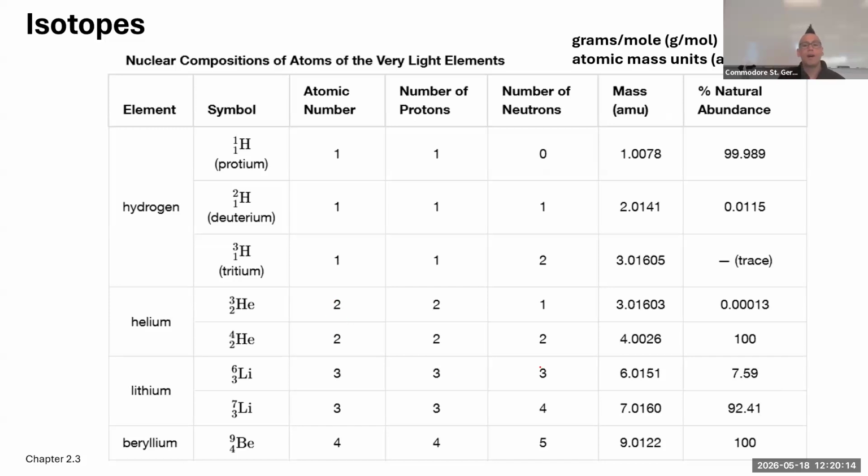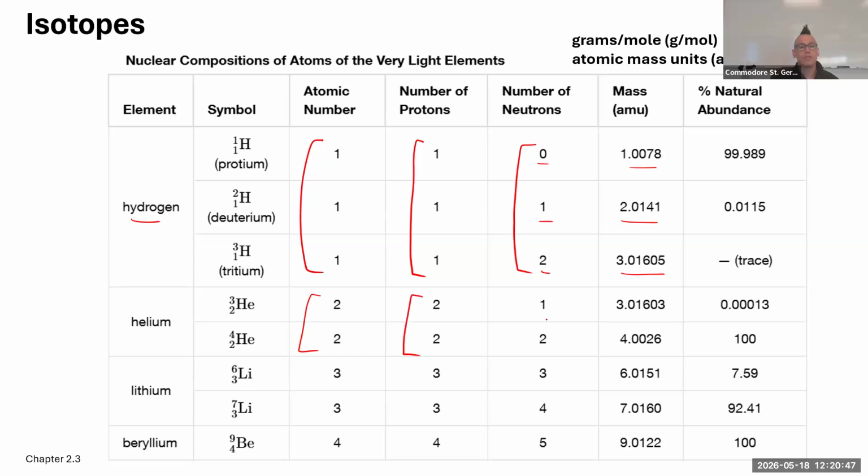All right, we left off talking about isotopes. Isotopes are elements with the same number of protons because they have the same atomic number, but they have different numbers of neutrons. This hydrogen has 0 neutrons, this mass. One neutron, this mass. Two neutrons, this mass. Same with helium, right? Helium has two isotopes, atomic number of 2, which means 2 protons each. Helium-3 has 1 neutron with this mass, and helium-4 has 2 neutrons with this mass.